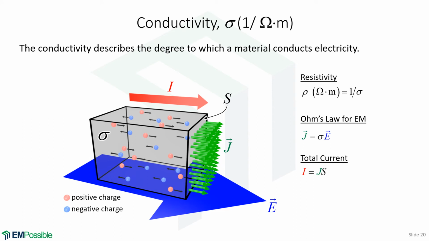The total current then, if there's a constant current density throughout the cross-section, would simply be the current density times the area. If not, then we have to integrate. If there's not a constant current density throughout the volume, then we'd have to integrate to get total current.